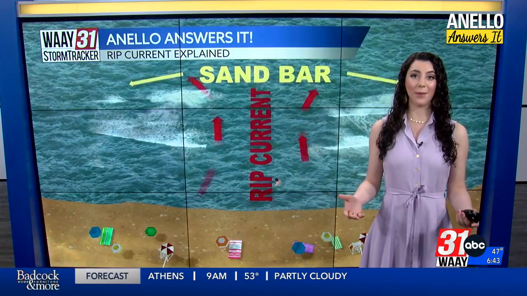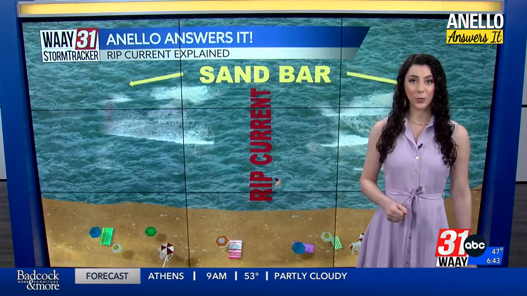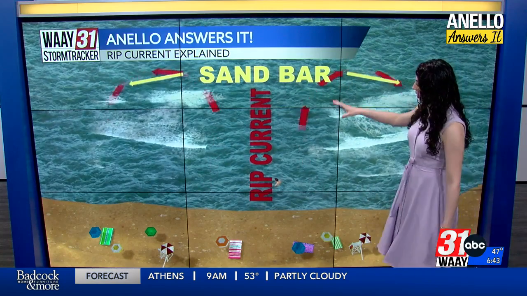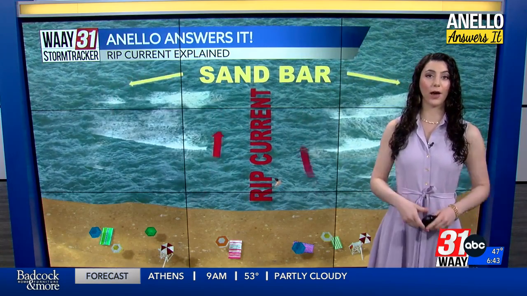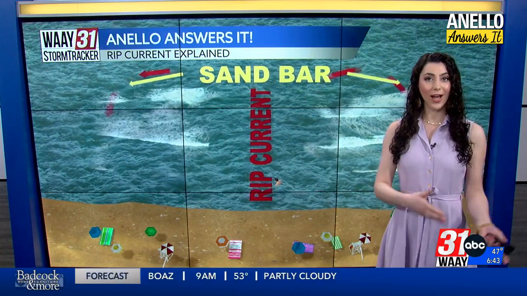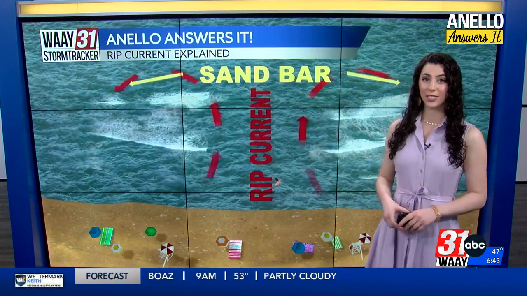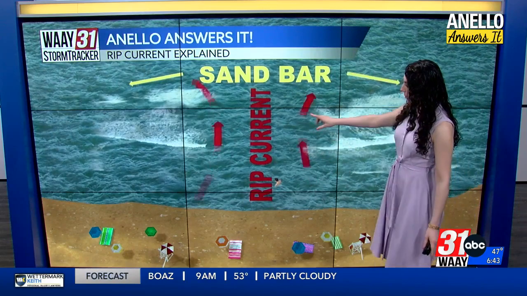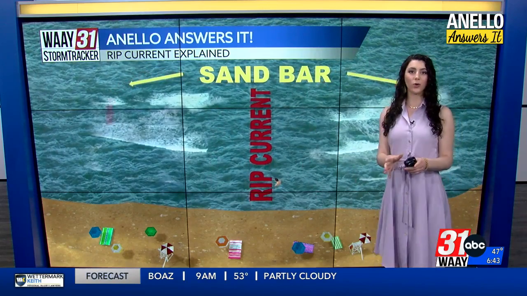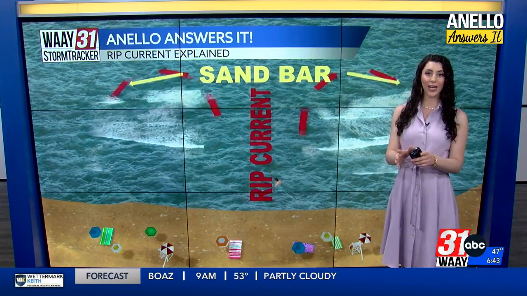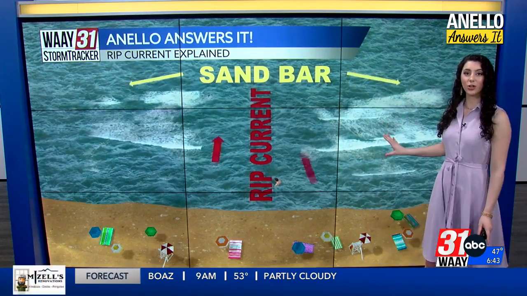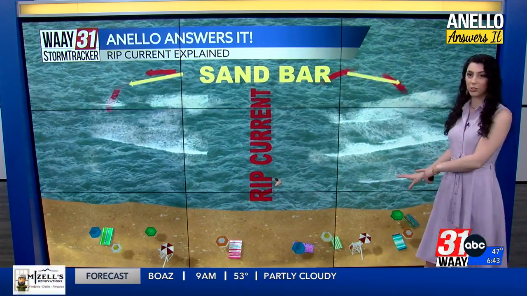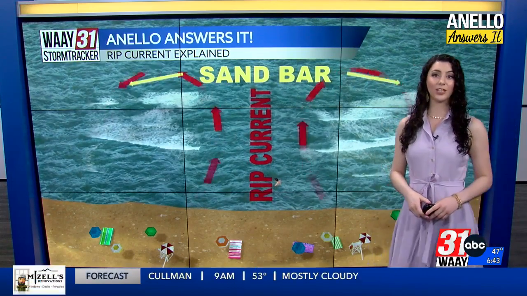Now, rip currents happen at the ocean when there's a sandbar. What happens is waves push off the sandbar towards the shore, they crash into the shore, and they push all that water there. However, that water has to somehow head back out into the ocean, and that's where our rip current is formed. Now here's what I want you to take note of. Look at the red arrows. They push from the shore back to the sandbar, and then they turn to the side and head back to the shore. That's going to be important in just a minute.